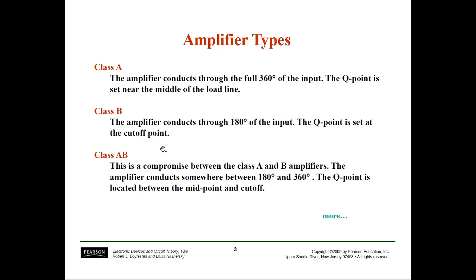Then the third is the class AB amplifier. The class AB amplifier is a compromise between A and B. That is, the conduction is greater than 180 and less than 360 degrees, and the Q point is in between, around the mid of the cutoff point. I will explain that over there.